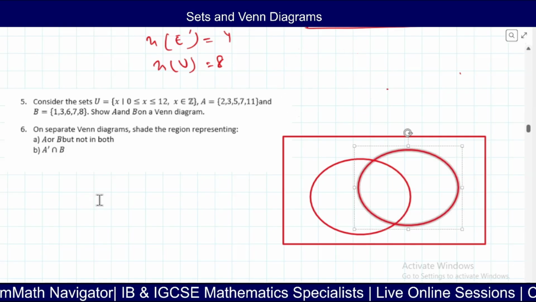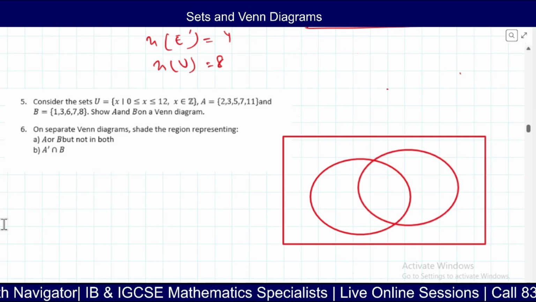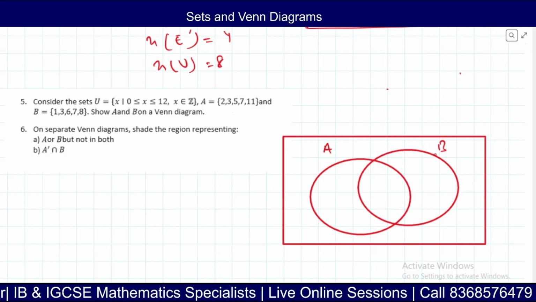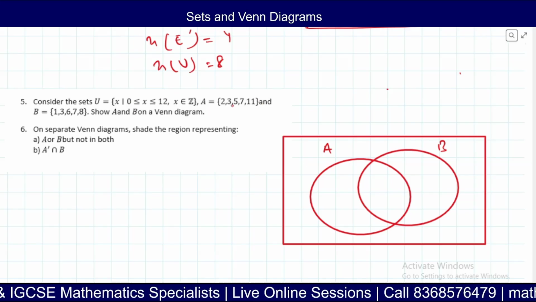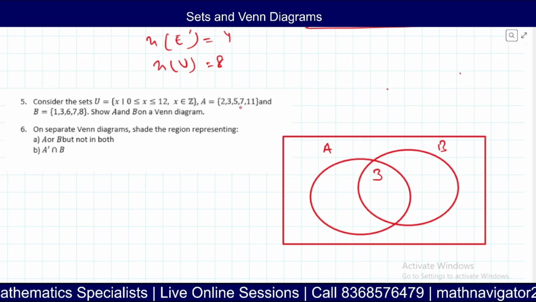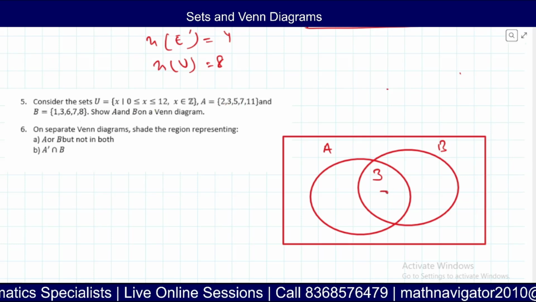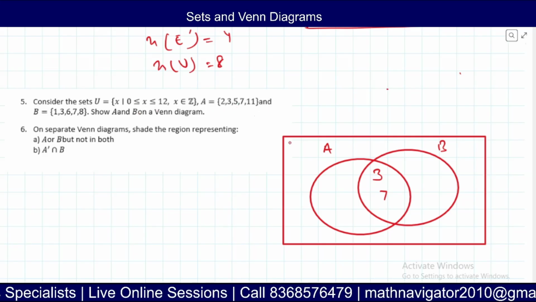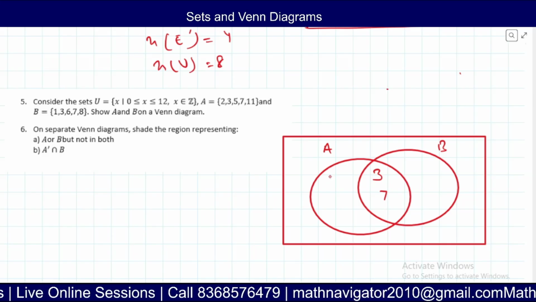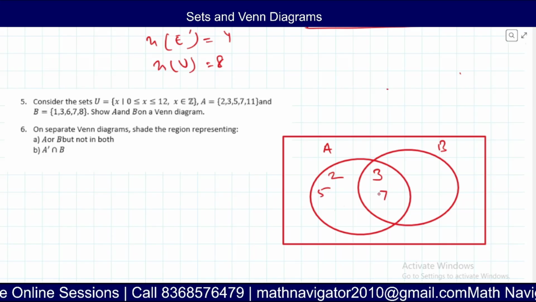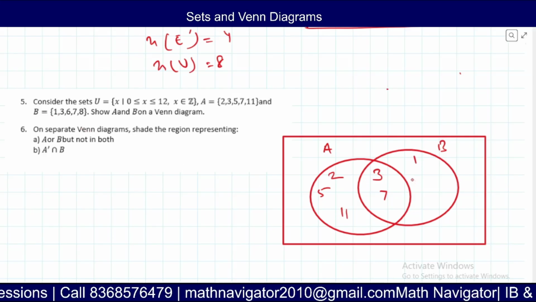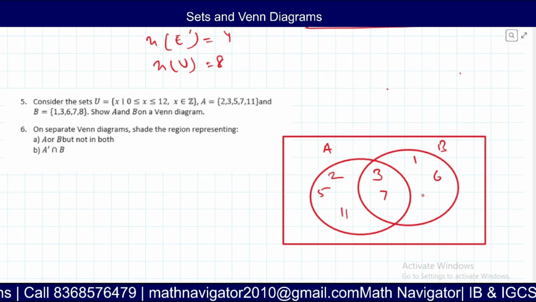So this is the thing, right? A is equal to, let's call it A, let's call it B. First, we need to fill the intersection. So 3 is common, so I'll take 3 here. Then 5 is not common. Then 7 is common. So I'll take A as 2, 3, 5. So 2, 3 is done. 5 is not done. 7 is done. 11 is not done. 1 is not done. 6 is not done. 8 is not done.